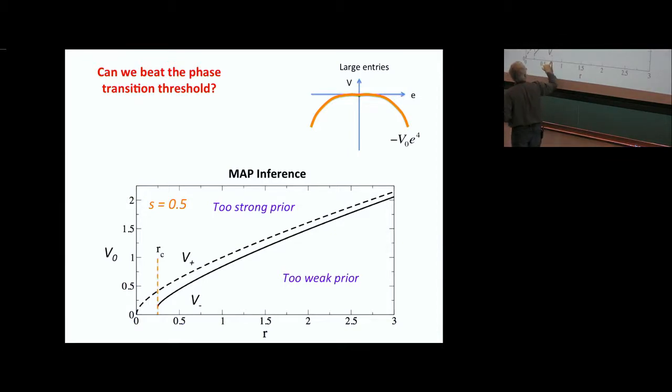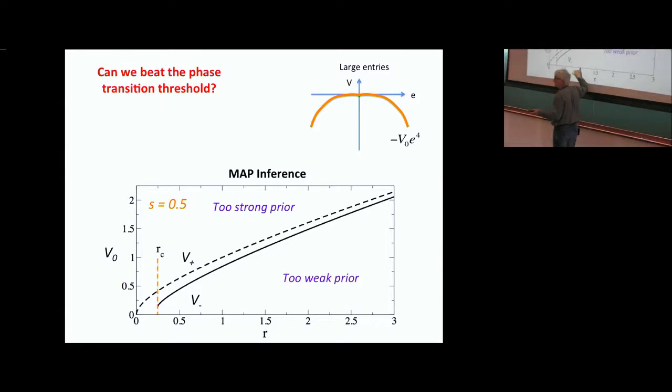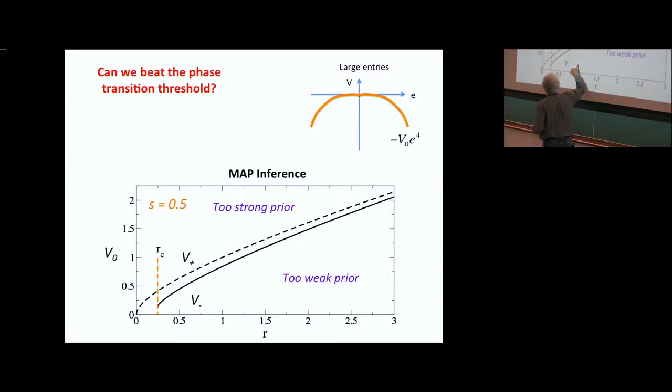So if there is no prior, then, for instance, for I equal 1, I'm here and I cannot infer anything. If I increase the prior, then I will reach some critical value here where I can infer something, and I will infer an eigenvector which is actually aligned along the true direction. That's very good. But if I cross this second line here, the strength of the prior becomes too big, and it will find large components which have nothing to do with the real ones.